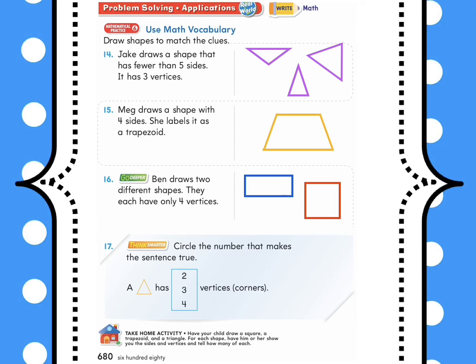17. Think smarter. Circle the number that makes the sentence true. A triangle has 2, 3, or 4 vertices. Think about it, grade 1. Well done. The triangle is the only shape that has 3 vertices or corners.